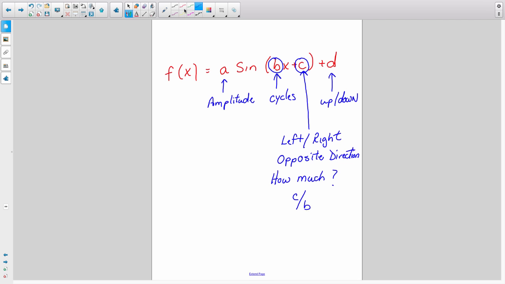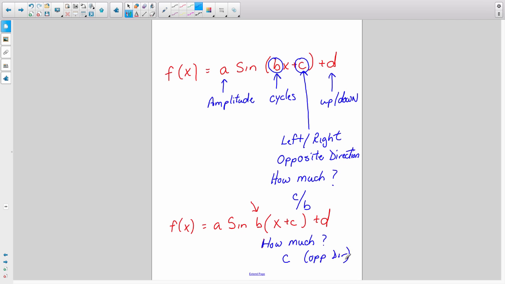Now let me show you something very important. You may sometimes see the function written like this. Okay, so they take the B and put it on the outside. So if that's the case, oops, sorry, how much would you shift? Just C. Of course, in the opposite direction.